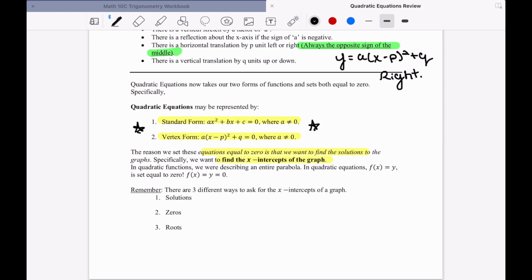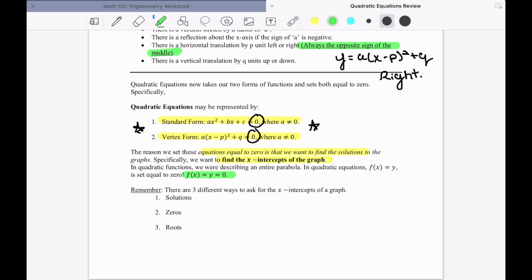what is this 0 actually? That 0 comes from the fact that we're saying f of x or y is equal to 0. That's where we're getting that from. So we're saying that when y is equal to 0, when this equation is set to 0, we're solving for the x values that will give us these x-intercepts.